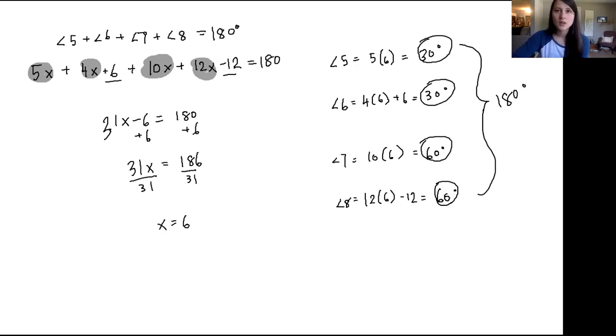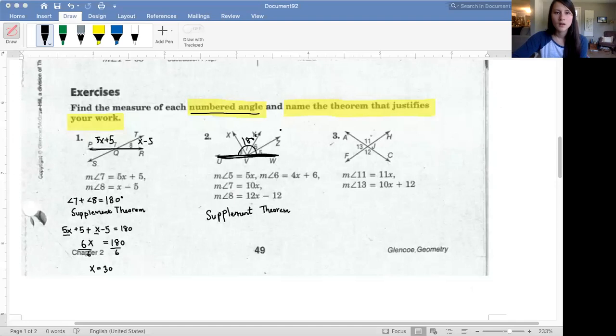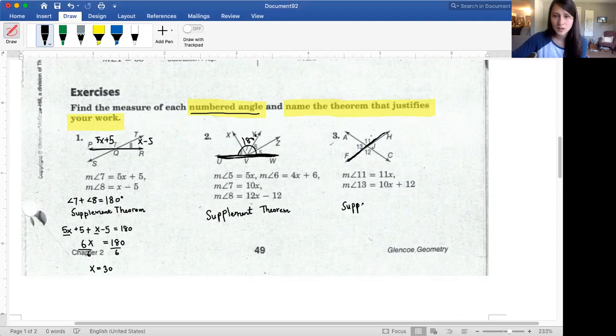Problem 3. So next problem here. We've got another figure here of different angles, and it's saying they form a line right here. And the information given to us is actually angle 11 and angle 13. So that's the one we want to find. So if we look at 11 and 13, they also form a line, which means if they form a line, they're supplementary angles. And so we are using the supplement theorem to help us conclude how to work this problem out.